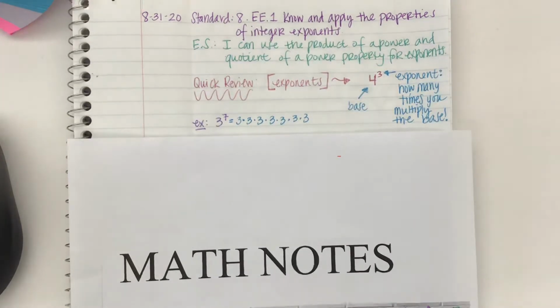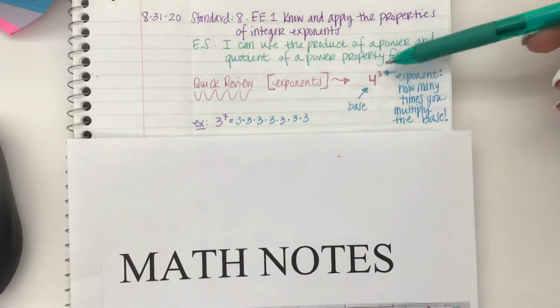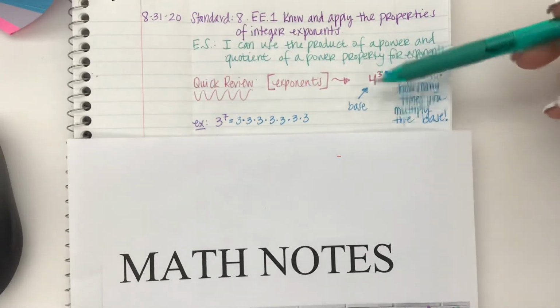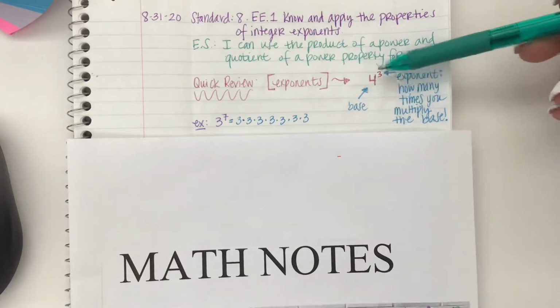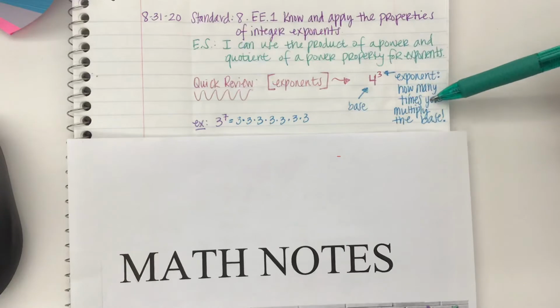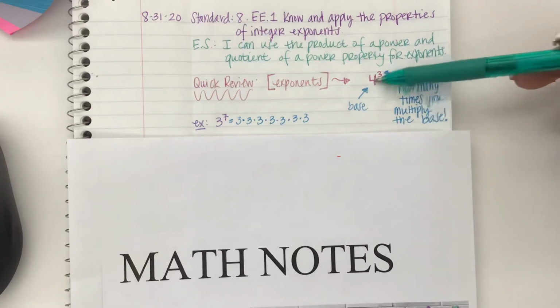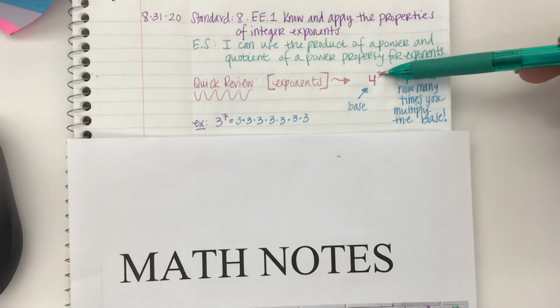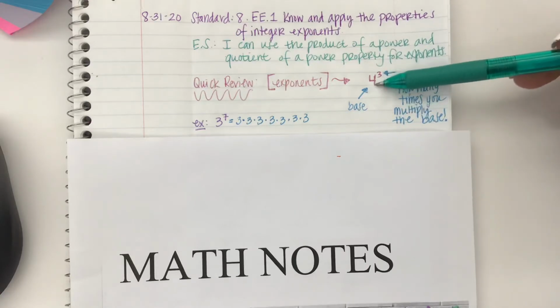What are exponents? If you have a number 4 to the power of 3, the big number is called the base. The little number is called the exponent. The exponent means how many times you multiply the base. So in this case, if you have 4 to the power of 3, it would be 4 times 4 times 4.